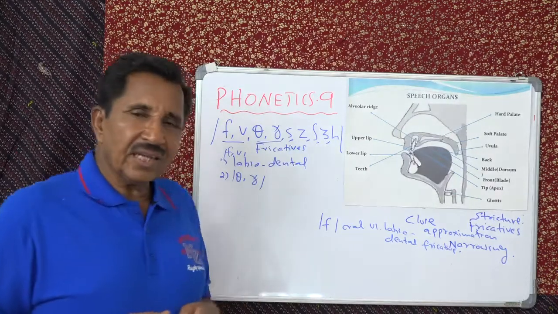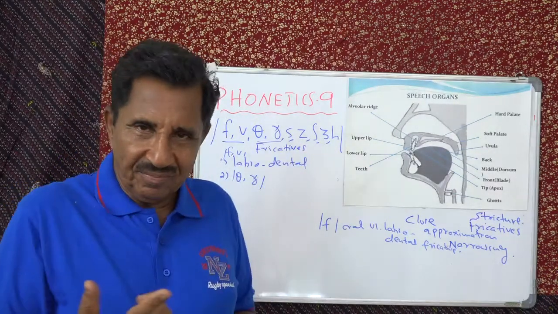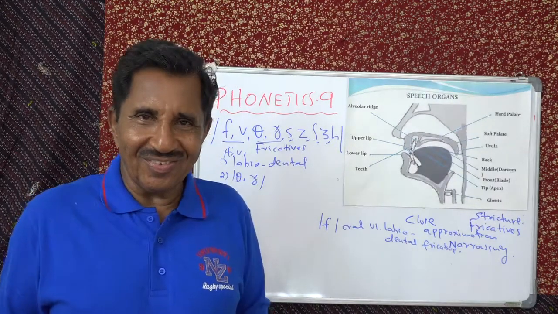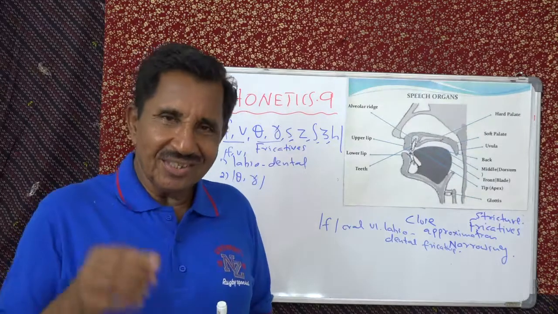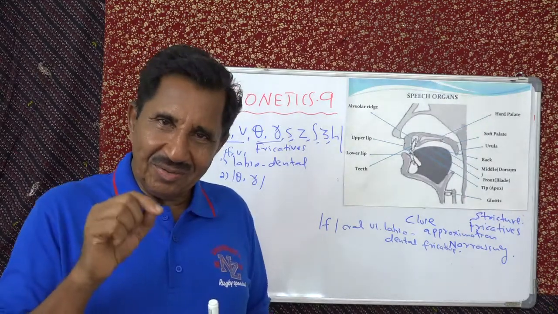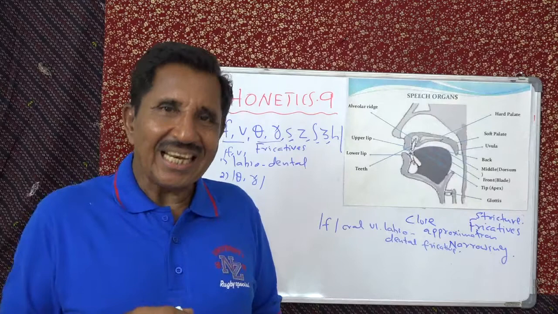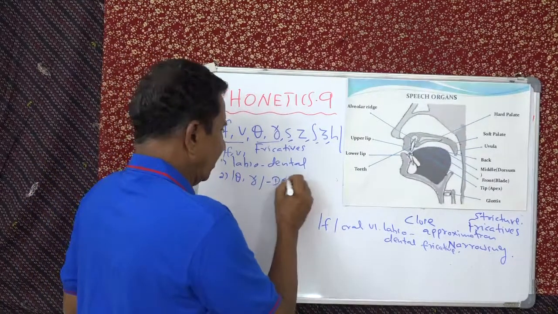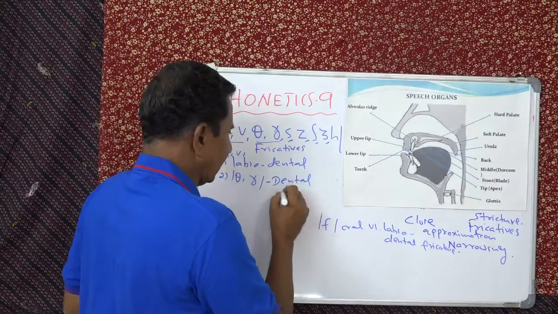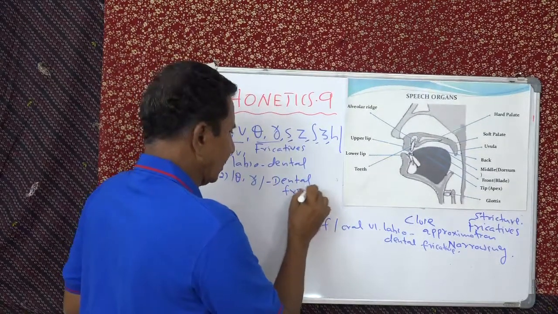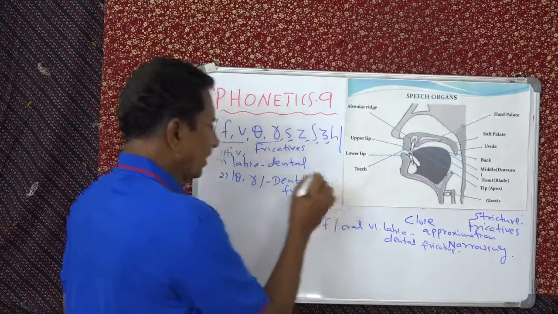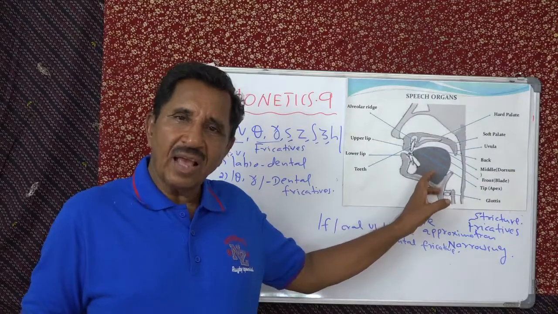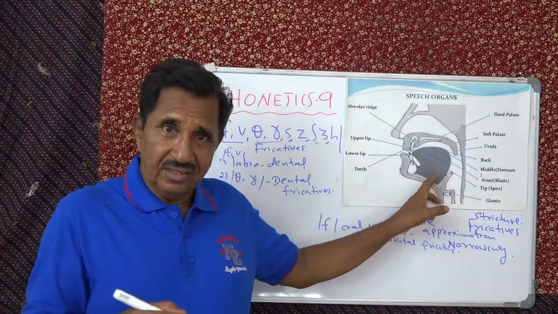Then the narrowing is done by the tongue and teeth. We don't say tangle or tango, there is no such word. We therefore use the adjective of teeth, that is dental. So they are dental fricatives. We call them dental fricatives.